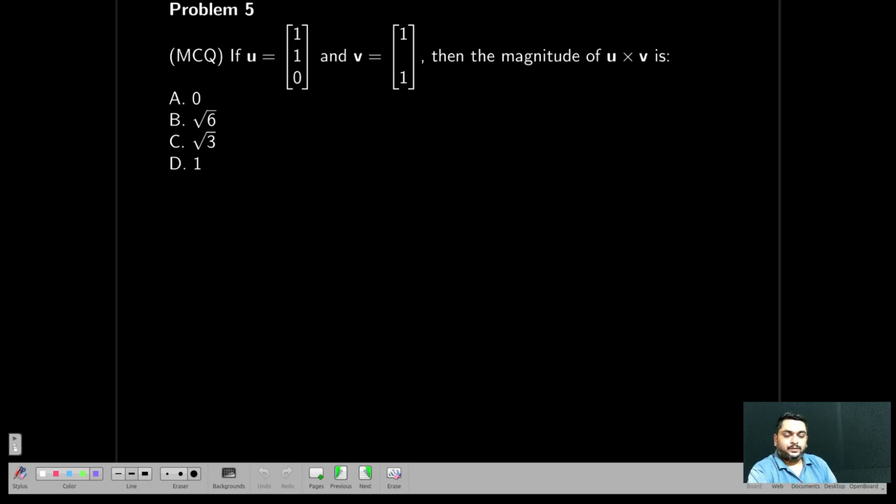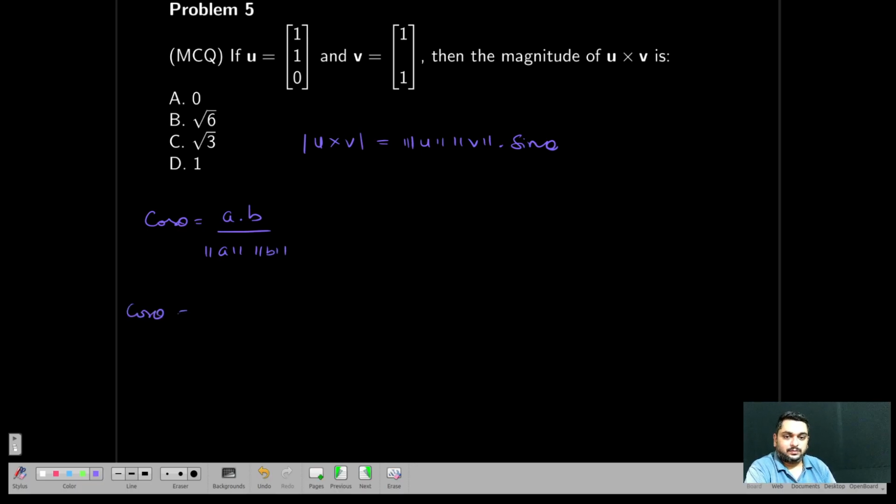So they are perpendicular to each other. Next, if u equal to 110 and v equal to 101, then the magnitude of u cross v is equal to length of u into length of v into sin theta. How will you find theta first? We already know cos theta equals dot product divided by length of a into length of b. Here it is u and v.